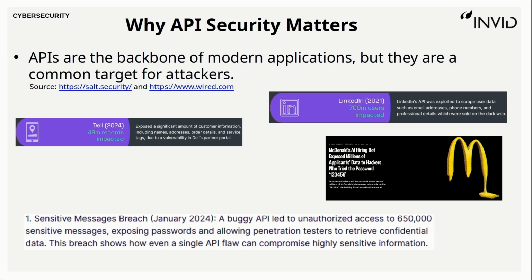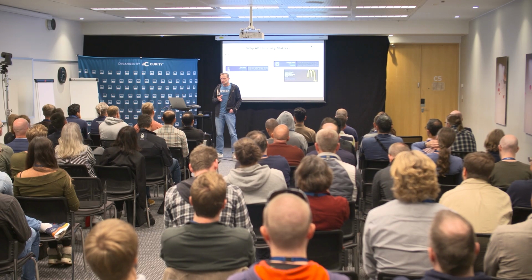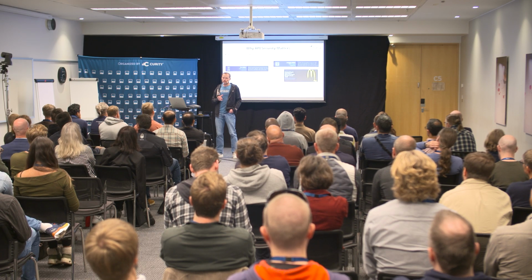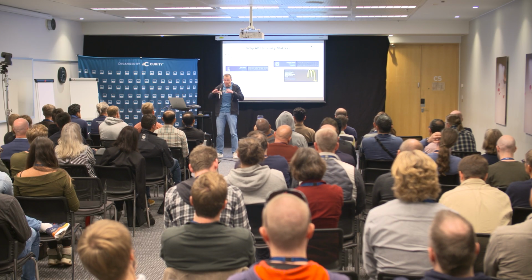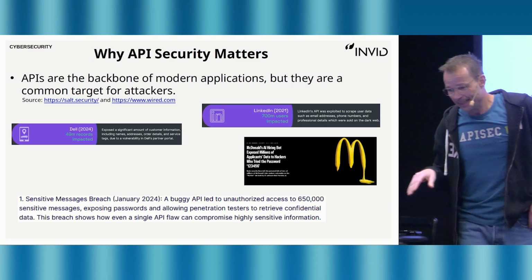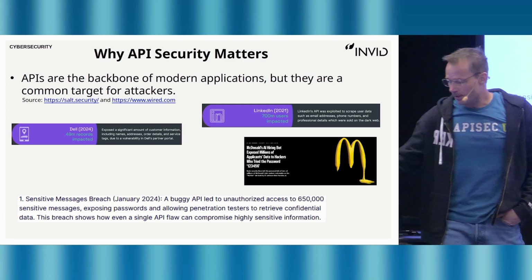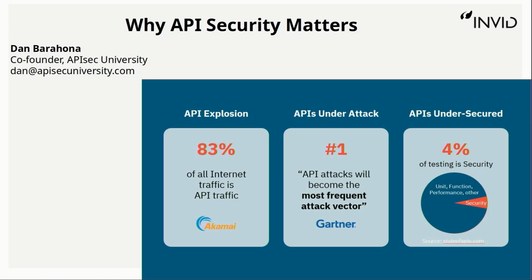Why does API security matter? A lot of leaked data is out there, and APIs are responsible for it. We really suck at API security. Not we in this room, but everybody else. This is not a slide from me. It's from my API friend Dan at Apisec University.